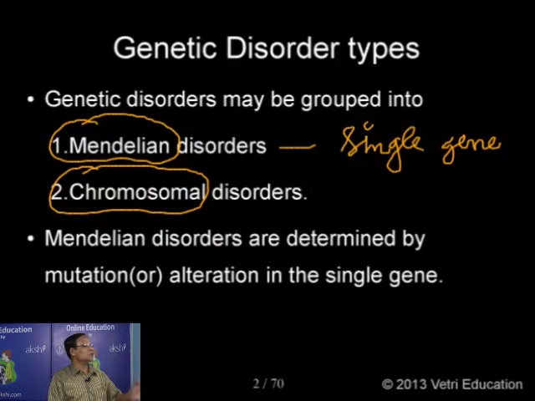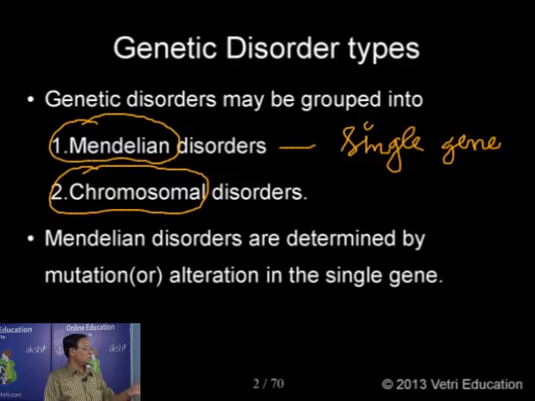Then the second one, chromosomal disorders. It may be because of changes in the number of chromosomes, or breakage and loss of a particular chromosome, either deletion or addition, etc. So anyway, we can have disorders caused by a single gene and disorders caused by the entire chromosome due to a change in the number or due to breakage and loss of a particular part of the chromosome. That is called chromosomal disorders.